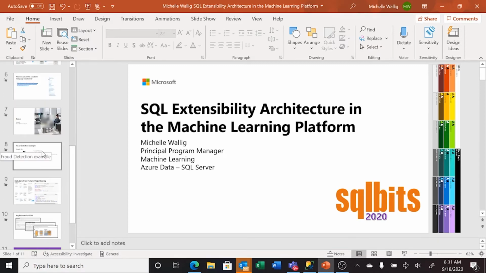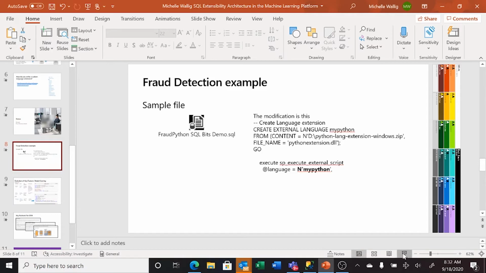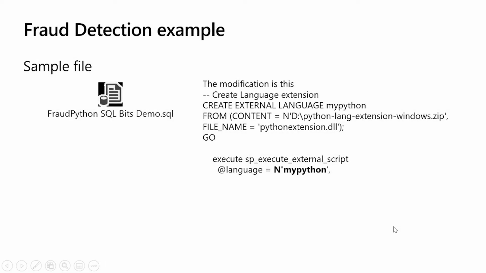Now, in order to use your own language extension, you'll first need to create that within SQL. You'll need to create a language extension, give it a name, bring in your language extension from the content on your location, give it a file name from the file name of the DLL that exists that you want to use. And then when you actually execute that SPEES, you're going to refer to that new language extension.